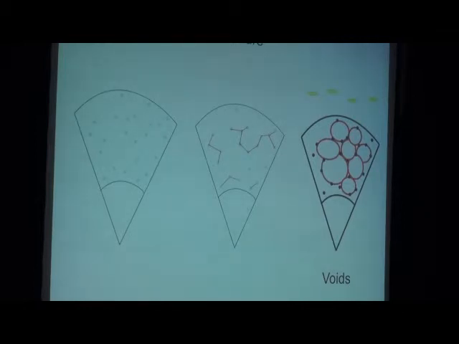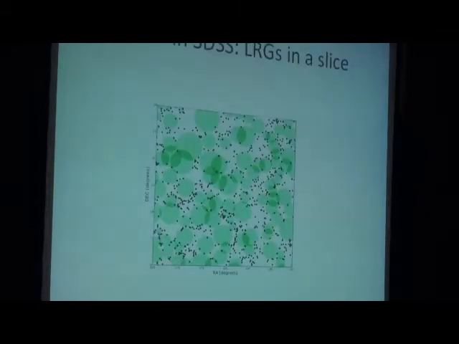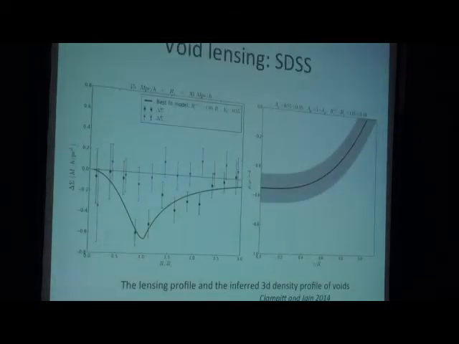I'm now going to switch and talk about voids for 10 minutes. So this is the red galaxy distribution in Sloan projected on the sky, and the green circles are voids identified according to some void finding algorithm. The field of studying voids in the galaxy distribution is a pretty mature field. Our contribution was to measure the lensing due to these voids.